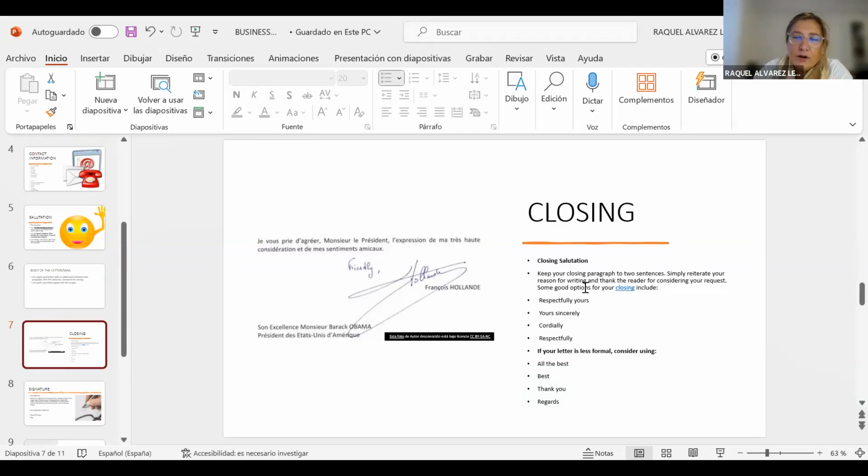So some options at the time of closing formal writing. You can say respectfully yours, sincerely, cordially, or respectfully. But if your letter is less formal, not so formal like in these ones, you can say all the best, thank you, and regards. So you have two kinds of closings. One is more formal, and the other ones are more informal, okay?